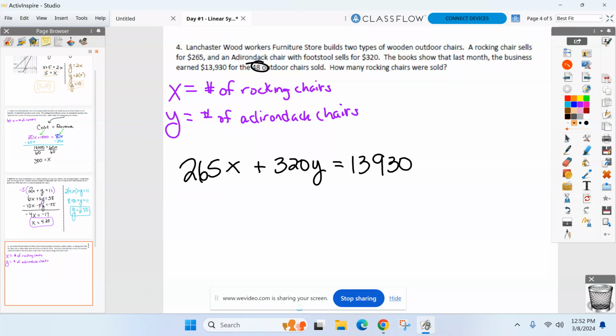What do you got back there, Chief? X plus Y equals 48: the number of rocking chairs and the number of Adirondack chairs totaled up to 48. There you go. No money attached. It's just a total of 48 chairs.